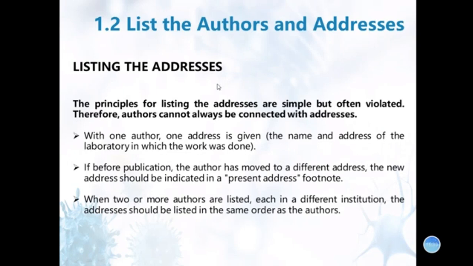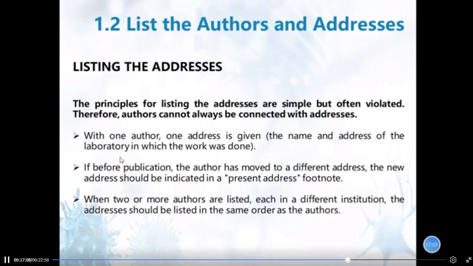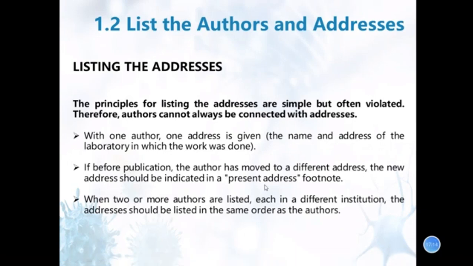Listing the address is not that difficult. The principles for listing addresses are simple but often violated. Therefore, authors cannot always be connected with the address. So it's also important to list the right addresses. With one author, one address is given: the name and address of the laboratory in which the work was done. If before publication the author has moved to a different address, which usually happens, the new address should be indicated in a present address footnote.